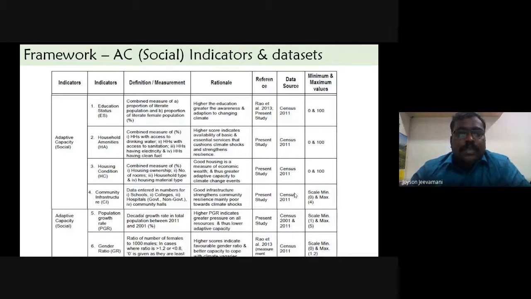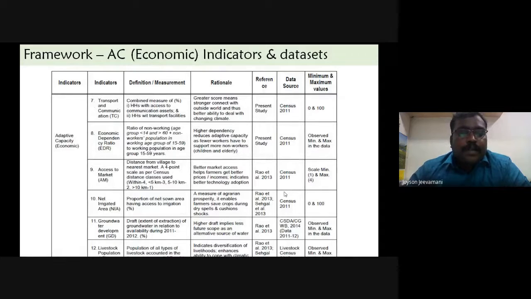This is adaptive capacity social indicators. In adaptive capacity social indicators, we have 6 indicators. Here, education status, what is the literacy level, and household amenities, how the households have access to drinking water, sanitation, everything like this. If we talk about educational status, the higher the education, the higher the adaptive capacity. That is the logic. Most of the data are derived from the census 2011 data only, which is freely available at village level also.